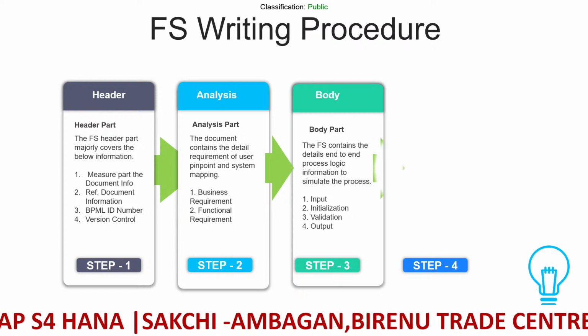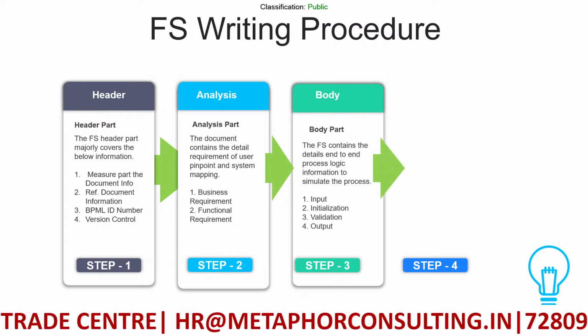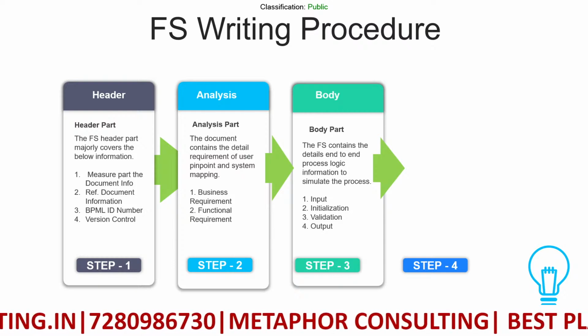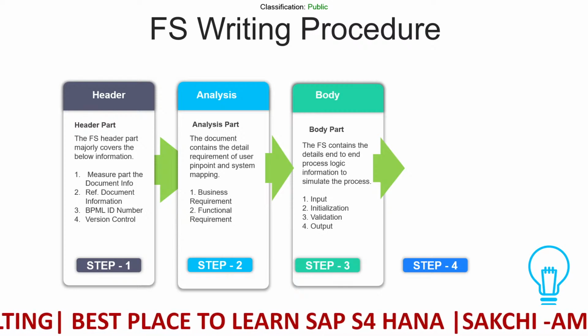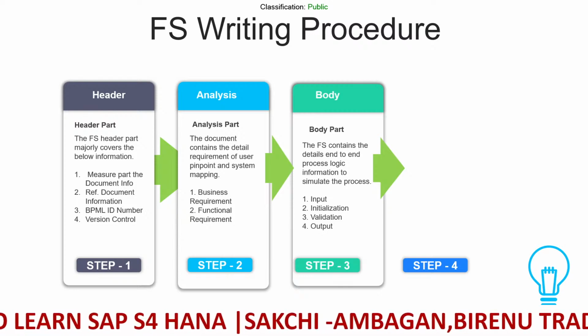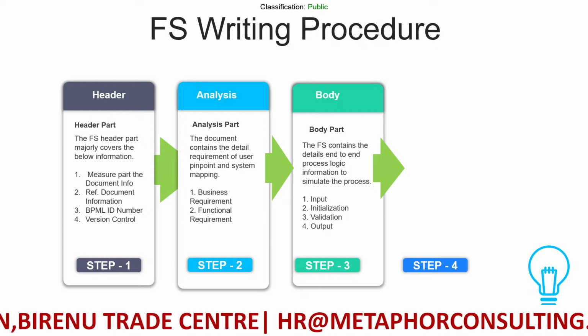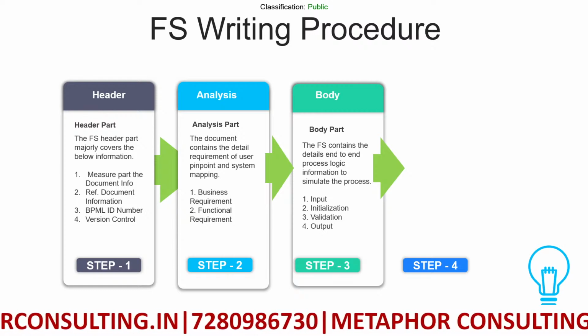The third step is called the body parameter. In this case, the FS contains the detailed end-to-end process logic information to simulate the process. Input, that is the first parameter, then initializations or validations, and finally output: how the report will look, or what the output should be of that particular activity for which you are generating the FS.